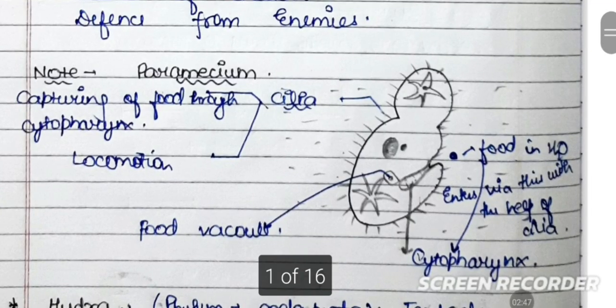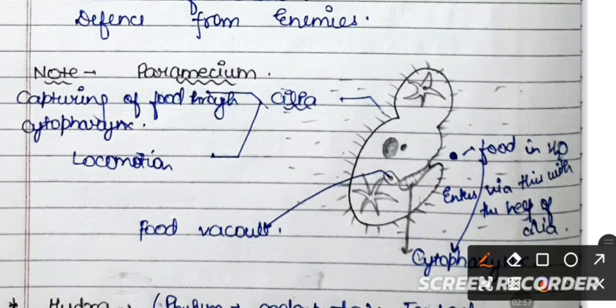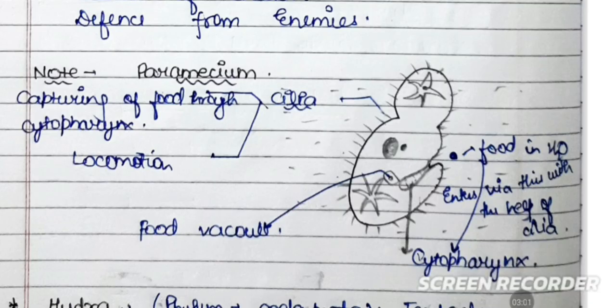Here we need to see that food is present in the water. Paramecium is an aquatic animal. We could not call it an animal because it is unicellular and is present in the first kingdom, which is Protista.